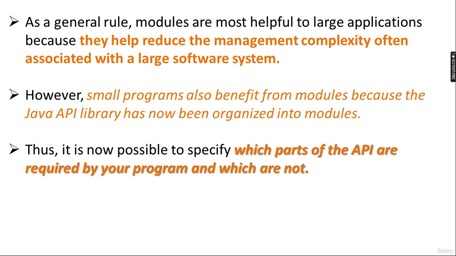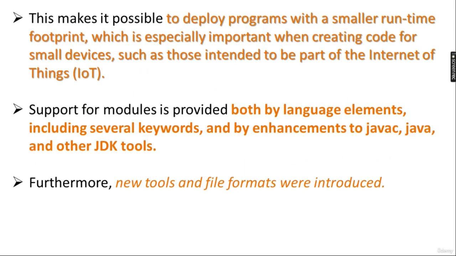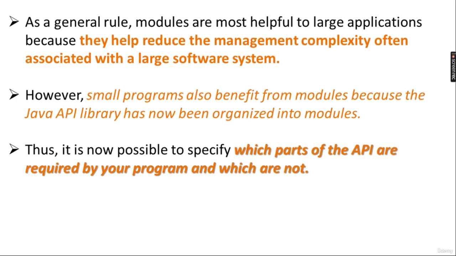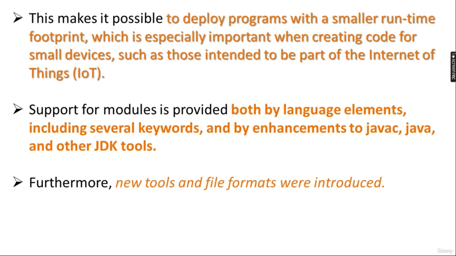Now it is possible to specify which parts of the API are required by your program and which are not. And this will make it possible to deploy programs with a smaller runtime footprint, which is especially important when creating code for small devices such as those intended to be part of the Internet of Things, IoT. And why is a smaller runtime footprint important? Because when you are creating code for small devices, this smaller runtime footprint is essential.